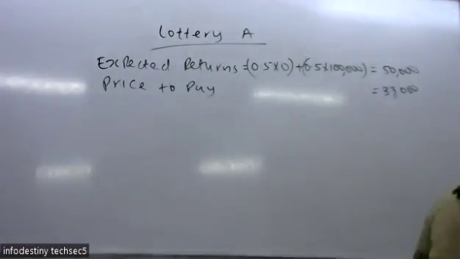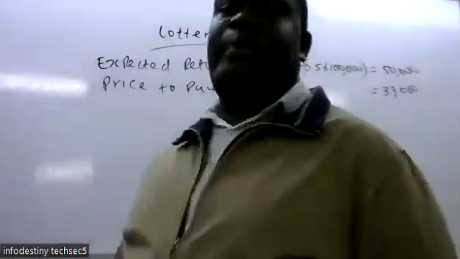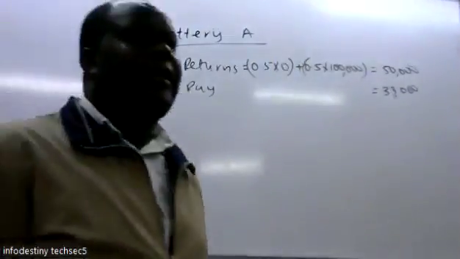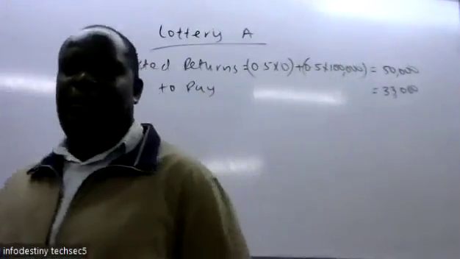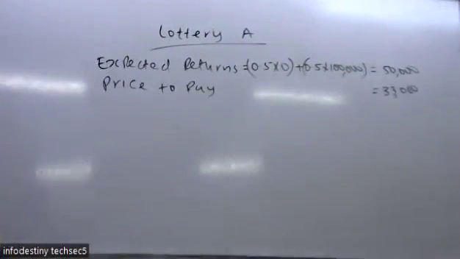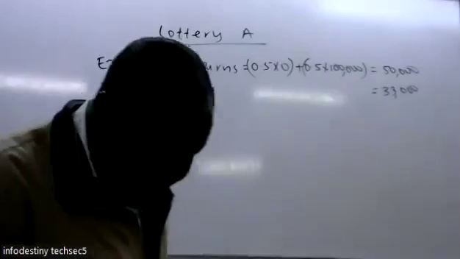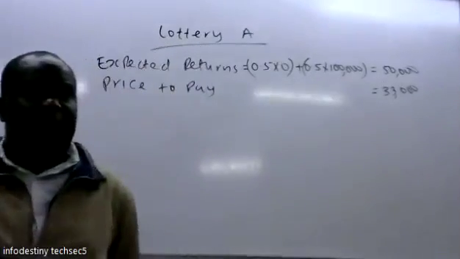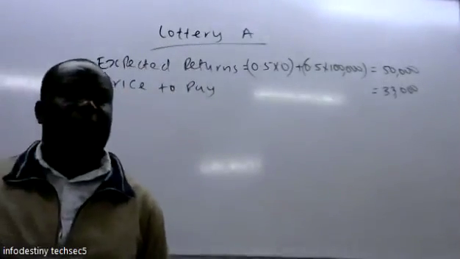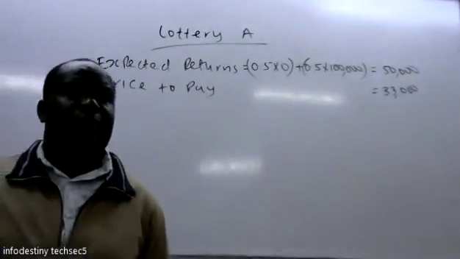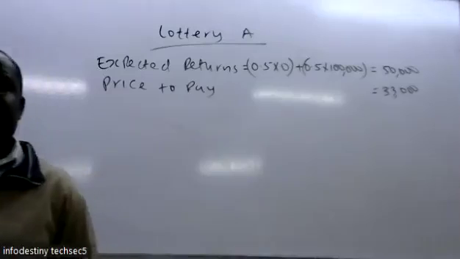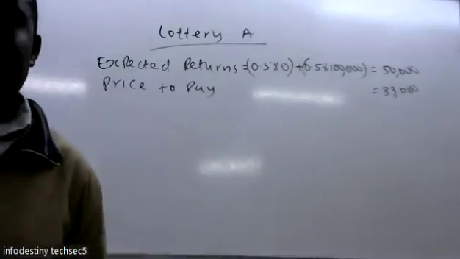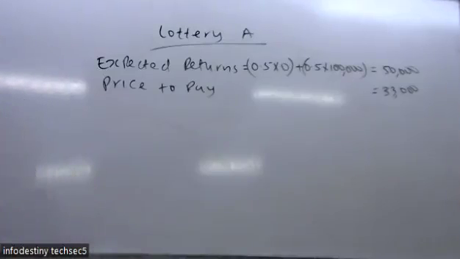So he's risk averse. He's willing to pay less to get more returns. So you make a conclusion and write down that this is a risk averse investor, because he's willing to pay less in order to get more returns.